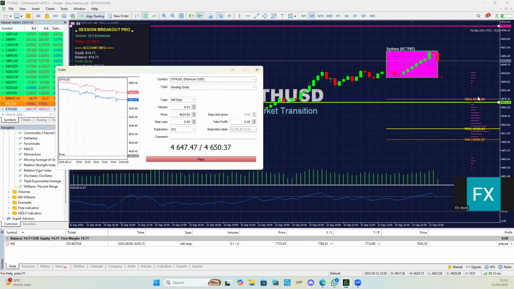And our take profit will be at the volume high, which is the value area high. So we're going to take profit at 4569.85, and the stop loss will be on this right line here on the overbought level. We're going to assign it 4713.16.